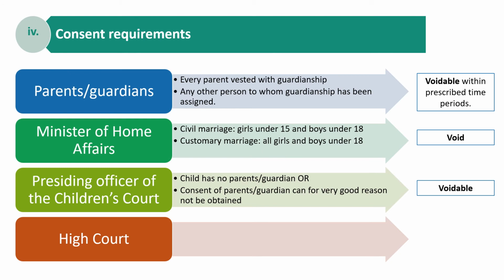But very, very important, the consent of the presiding officer of the Children's Court cannot be obtained where the parents of the child refuse to consent to the child's marriage. Where the parents or even just one of them refuses to consent, the child needs to approach the High Court for consent.